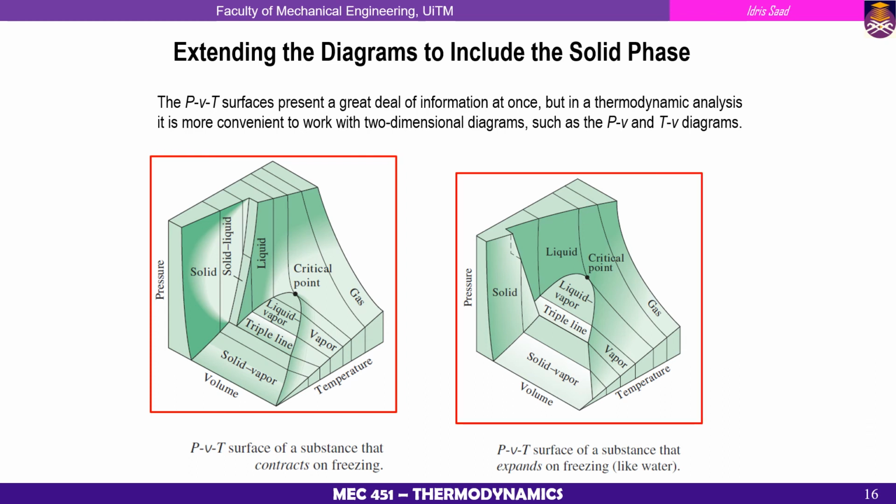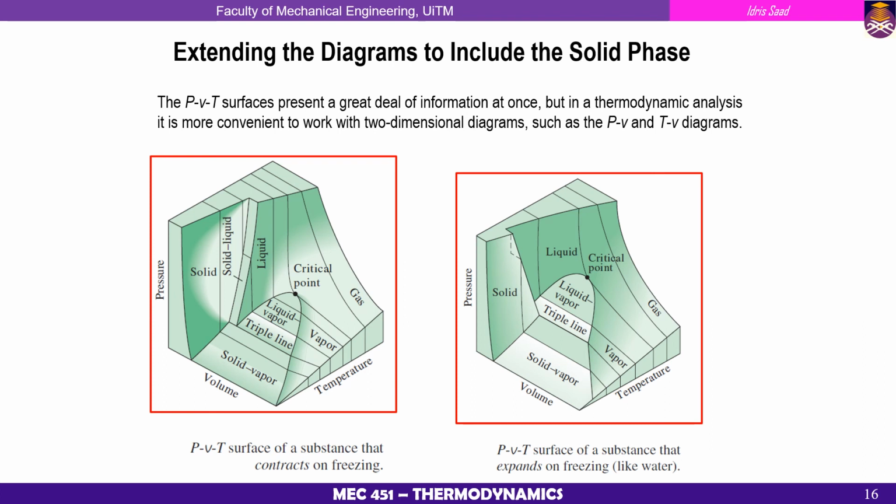Also, this figure presents the pressure, volume, and temperature property diagram in 3D, but it is plotted for the surface of a substance that expands on freezing. Similarly, we can see on this property diagram the relationship of the phase change process to the pressure, volume, and temperature. The PVT surface property diagram presents a great deal of information at once. What it means here is that in one diagram we can see the values of pressure, volume, and temperature for all the phases of the phase change process.